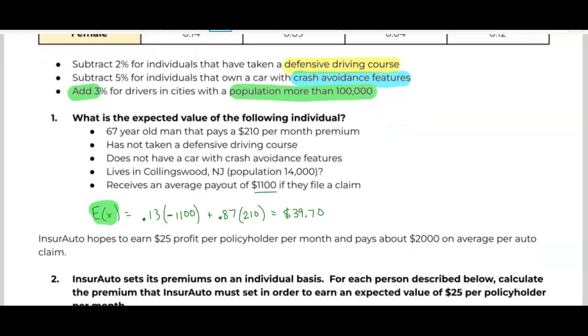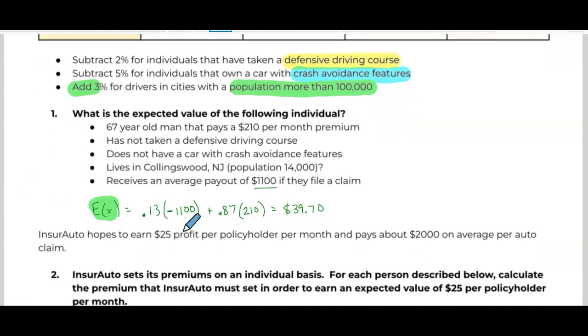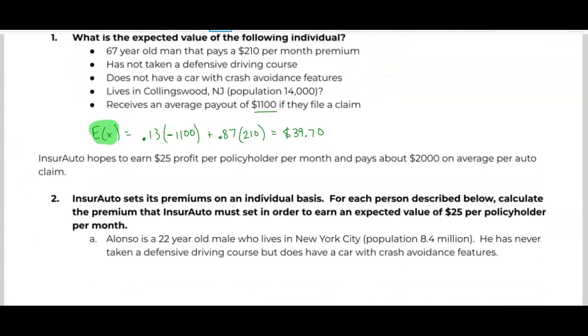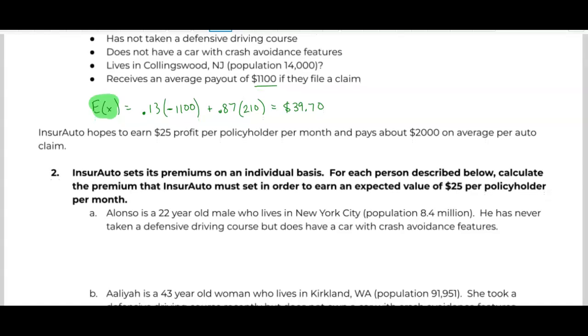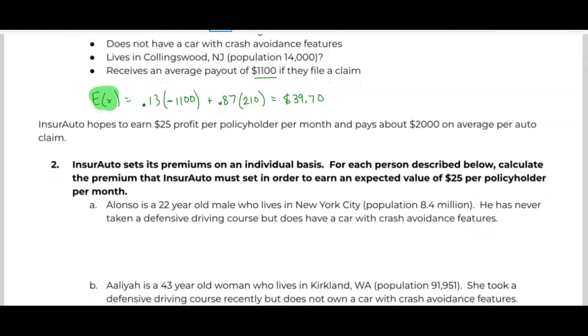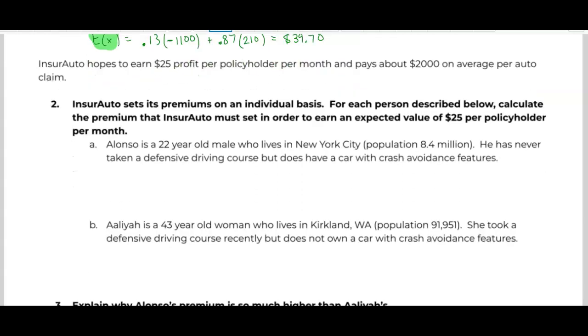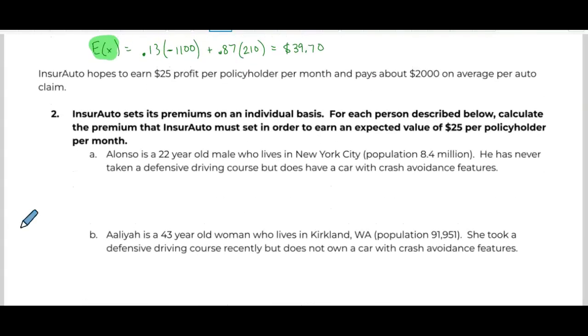Okay, they hope to earn $25 profit per policy per month and pay $2,000 on average per auto claim. All right, so we'll keep that in mind as well. So let's keep going with this. Insure Auto sets its premiums on an individual basis. For each person described below, calculate the premium. All right, so what we have to do with this for both of these drivers is go back up to the chart, figure out where they slot, and then make the adjustments based off of their info.